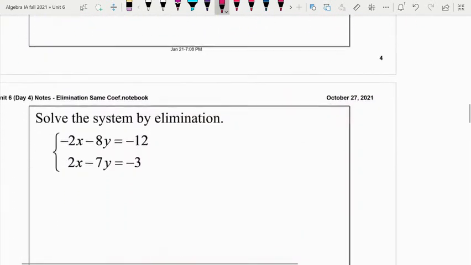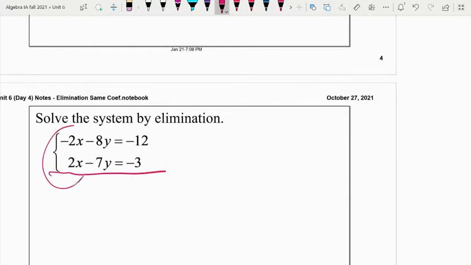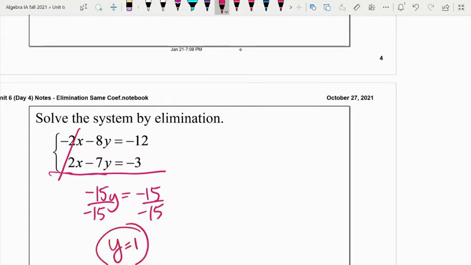All right, the next one, solve by elimination. Now, if I look at this, I can see if I add these two together, that negative 2x, positive 2x will go away. So those add out. So this is gone. So if I add these, I get negative 15y equals negative 15, because I'm adding negative 8 plus negative 7 and negative 12 plus negative 3. So divide by negative 15, y equals 1.